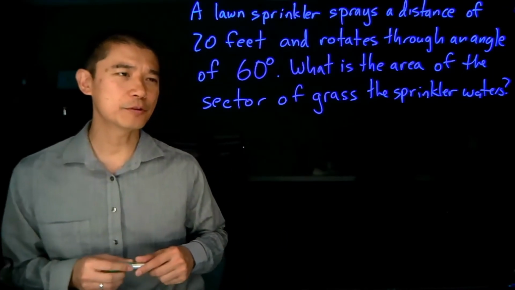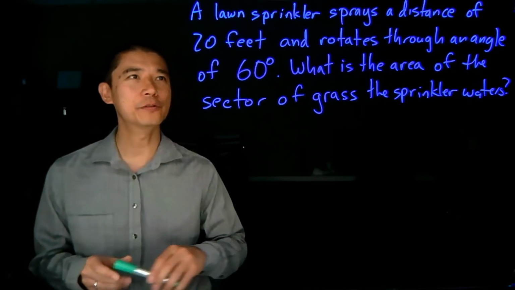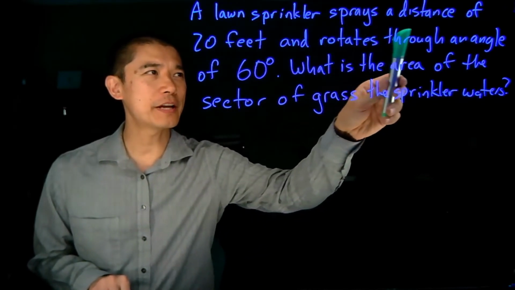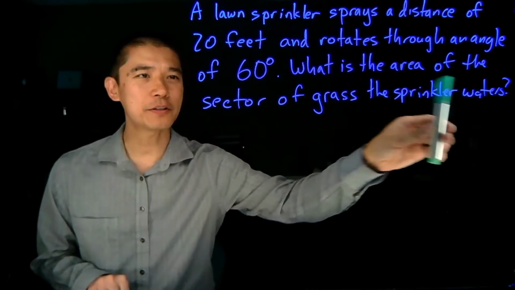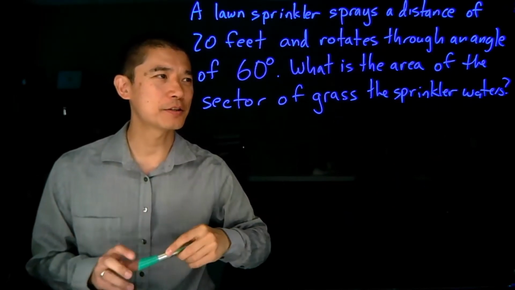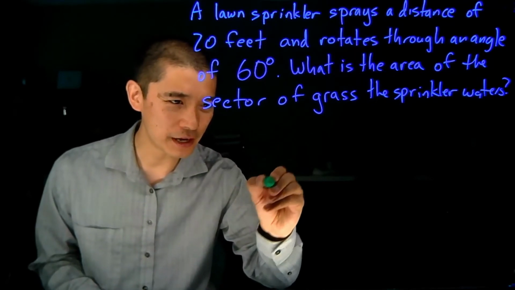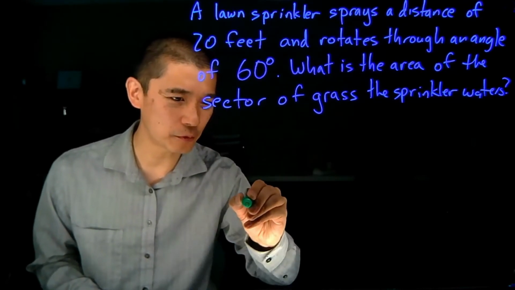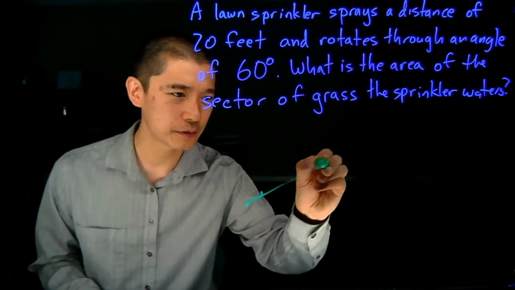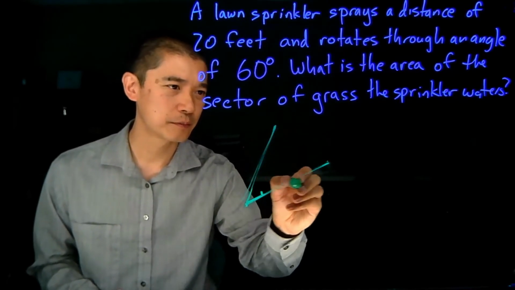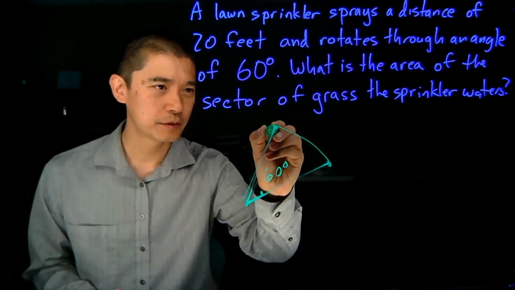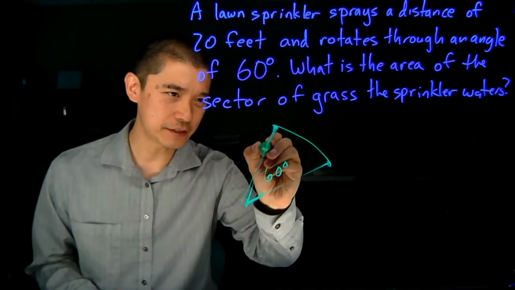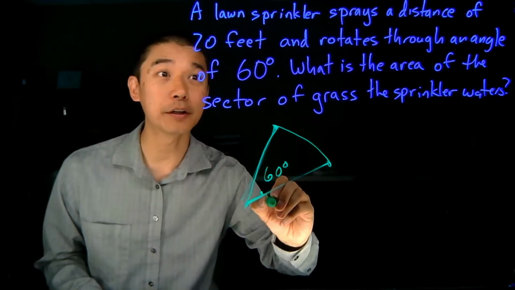Here's an example looking at the area of the sector of a circle. A lawn sprinkler sprays a distance of 20 feet and rotates through an angle of 60 degrees. What is the area of the sector of grass the sprinkler waters? So here we have a sprinkler head that's going to turn back and forth between these two angles. It's going to be a 60-degree angle here. And we're interested in the area of this sector, and this has a radius of 20 feet.